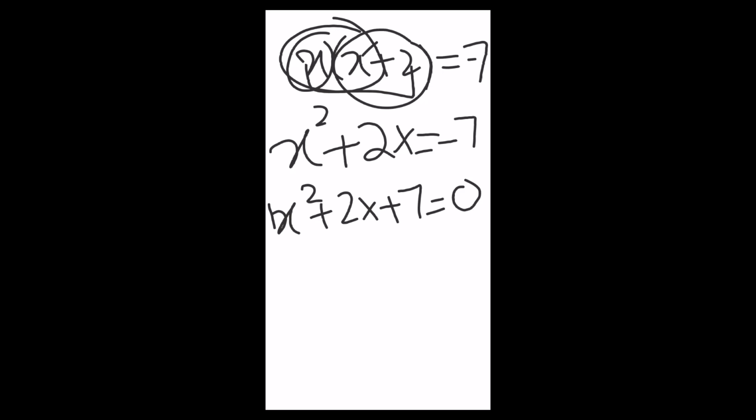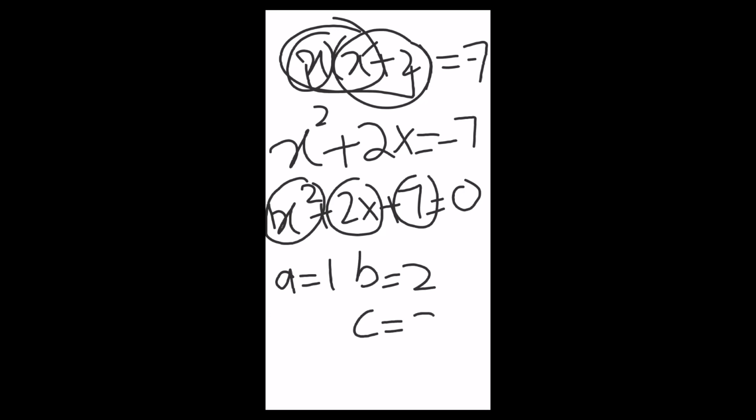Now it's time to write the formula. First of all, you have to identify the real numbers for the formula, because the real numbers are what we use in the formula to get the factors. So this x square means a equals 1, this 2x means b equals 2, and this 7 means c equals 7. Sorry, it's 7, not 3.